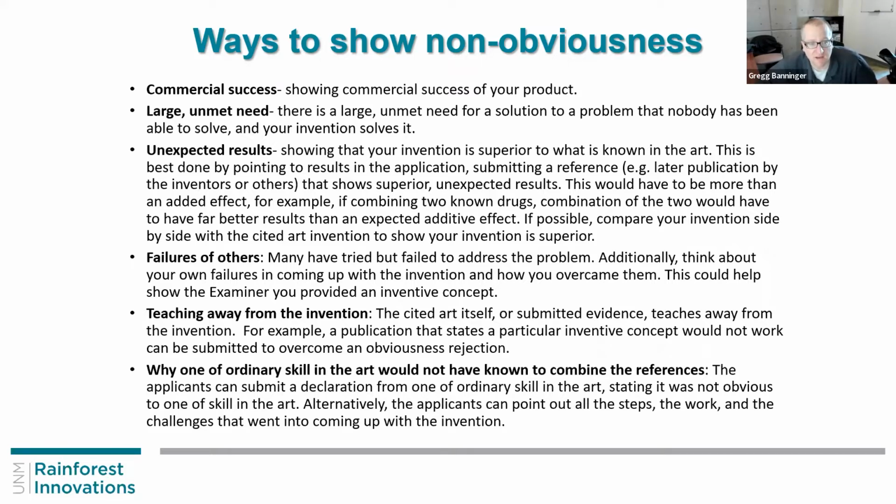Another thing to think about is, you tried to combine these two things, but you had a lot of trouble doing it and you had to work through all these issues to get to it. So it can't be obvious if you had to problem solve and fix things to get to that. So these are all things to keep in mind, particularly when you're doing your prior art searching. You really want to know how your invention is different from what's out there in the art.